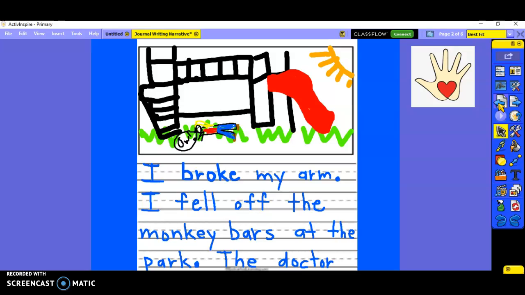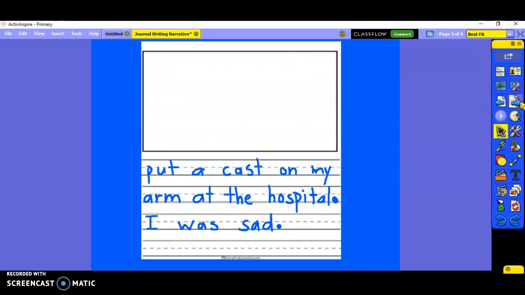Let's read my story, and then we're going to go back and use our helping hand to make sure that I included all of my important details today. Let's get ready to read. I broke my arm. I fell off the monkey bars at the park. The doctor put a cast on my arm at the hospital. I was sad.